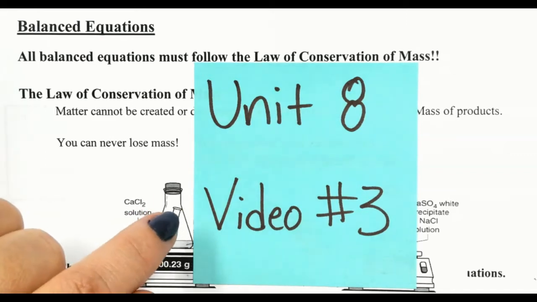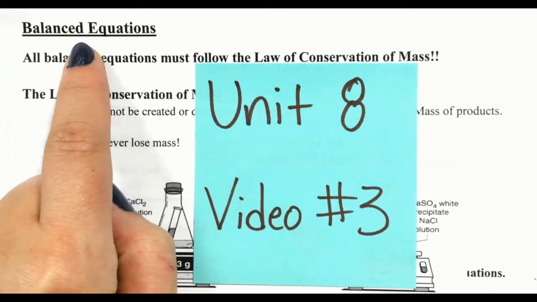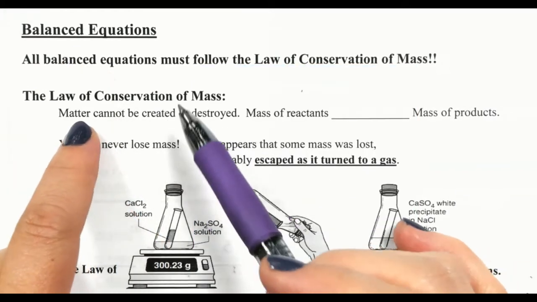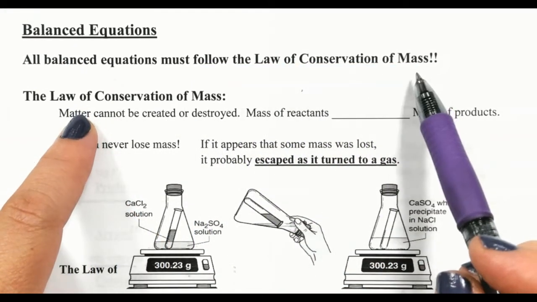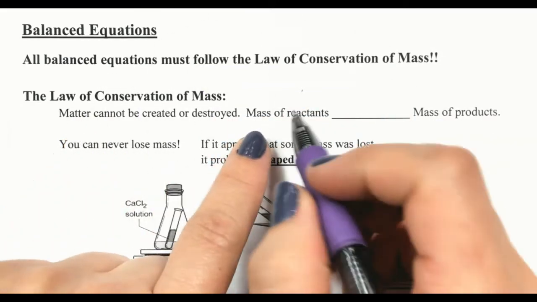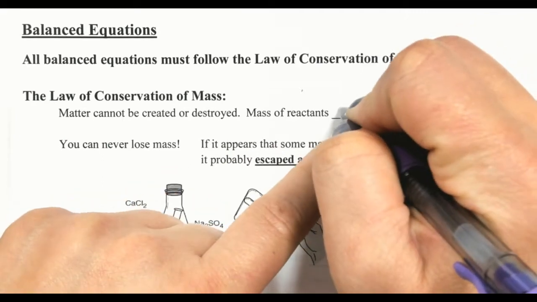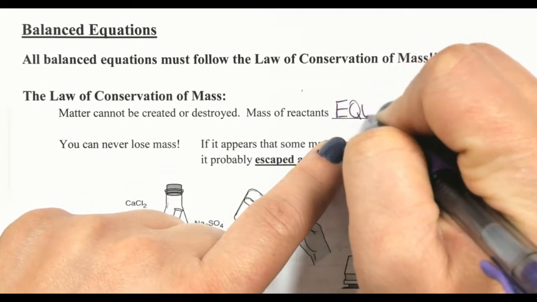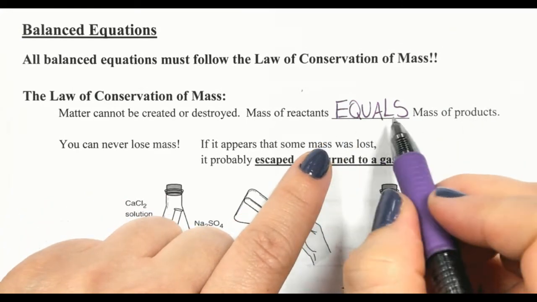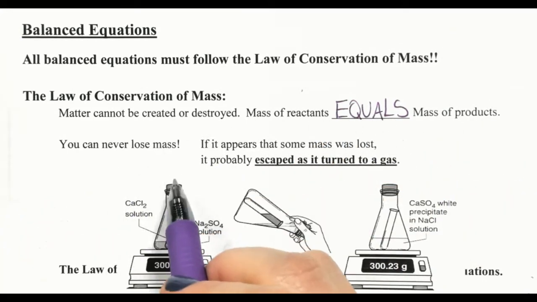Unit 8, video number 3, this is page 3 at the top, and we are going to focus on how to balance equations. All balanced equations must follow the law of conservation of mass, which means that matter cannot be created or destroyed. Therefore, mass of reactants equals, all capital letters, the mass of the products. So they are equal before and after.